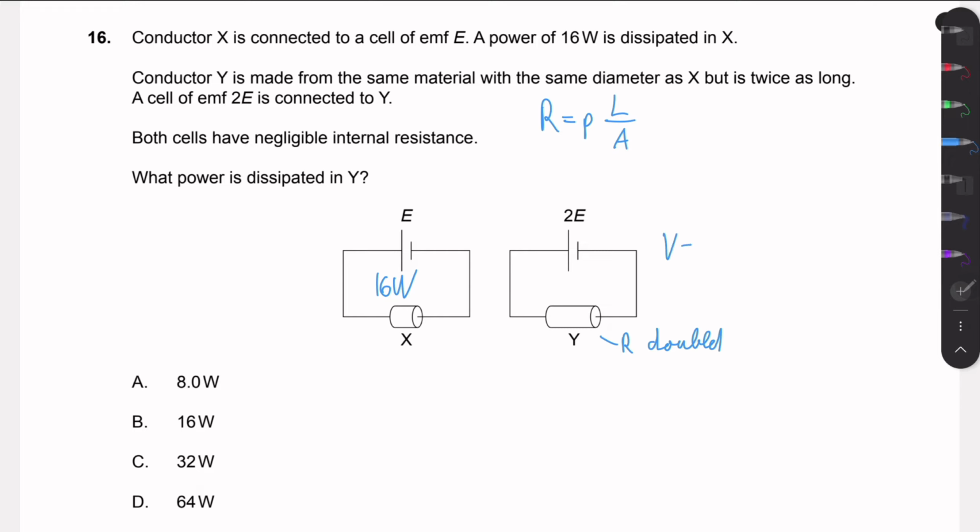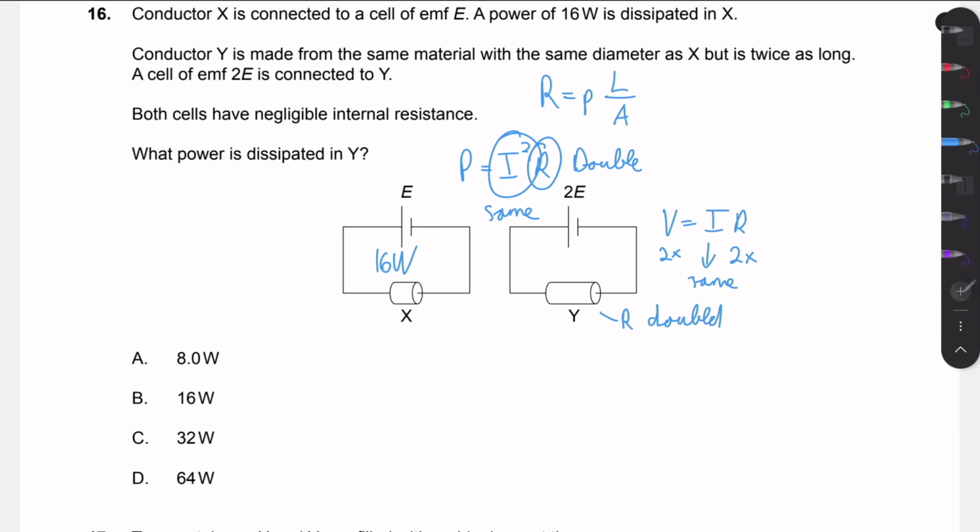But we know that V is equal to I times R. The voltage has doubled, the resistance has also doubled, so the current remained the same in both circuits. So we can use the formula P is equal to I squared times R. This is the power. The current is just the same in both circuits, and we have double the resistance in the second circuit, so we'll have double the power, so 16 times 2, C.